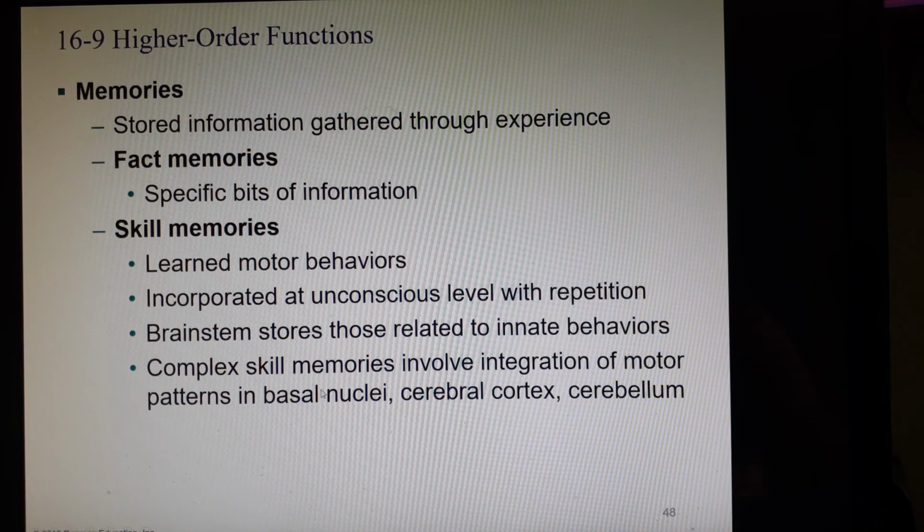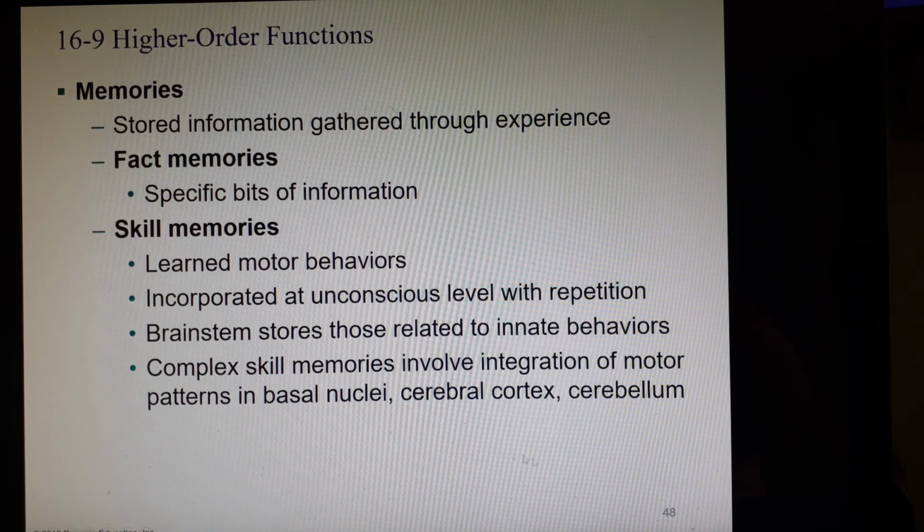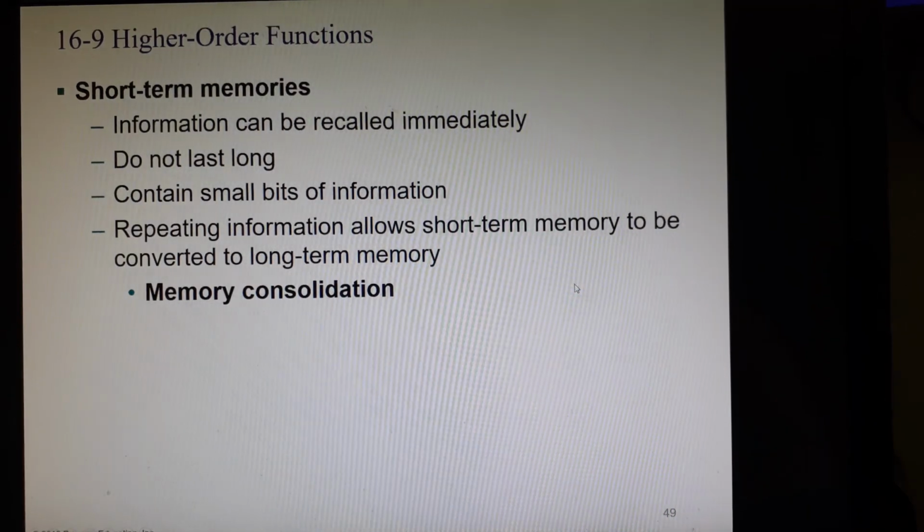Complex skill memory, so it's a very hard thing to do, can involve integration of the basal nuclei, the cerebral cortex, and the cerebellum. Now, fact memory can be separated into short-term and long-term memory. Short-term memories are things that have happened right now. They can be recalled immediately. They will not stay in short-term memory long. They are little bits of information. There's actually some evidence that we can't really hold more than 9 pieces of information at a time. And in order to keep the information that has been brought into short-term memory, you must perform some function that moves it from short-term memory to long-term memory. That movement is called memory consolidation.